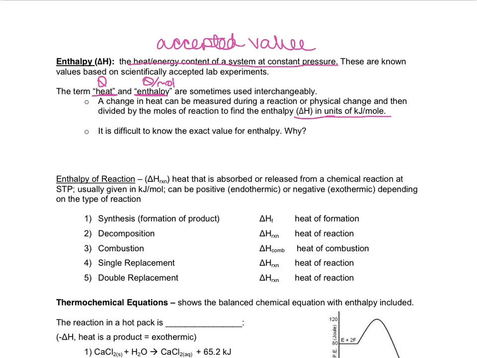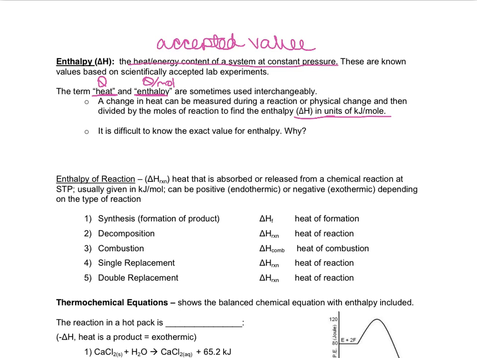So that's why it's a scientifically accepted value, because it's saying, let's say a physical change. If I heat 1 mole of water, it would require a specific amount of energy to do so. But if I had 3 moles, it would be 3 times that amount of energy. So this is really looking at per 1 mole of a substance.